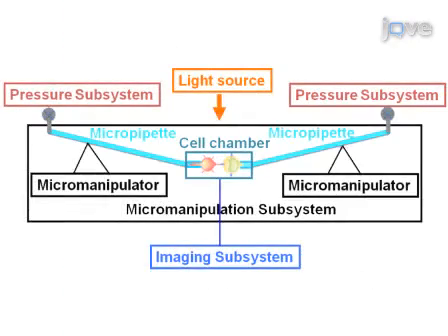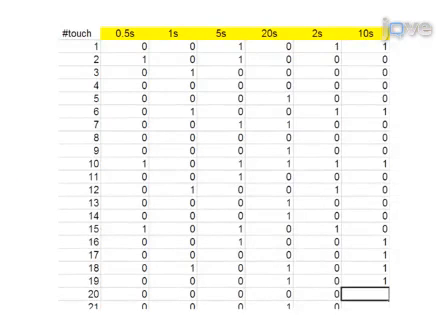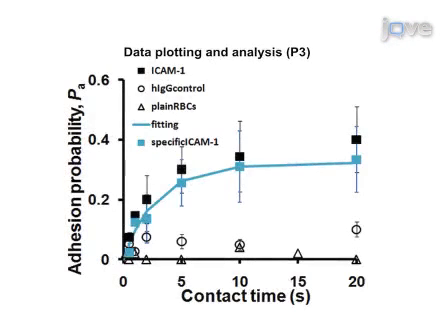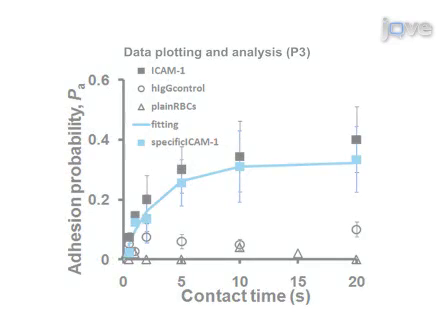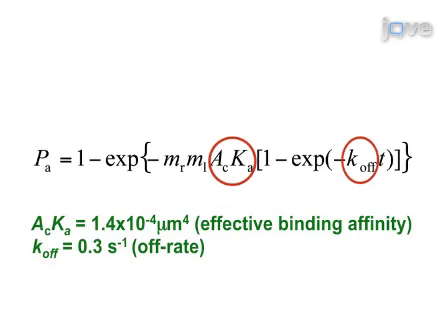As a second step, the micropipette chamber is assembled and adhesion tests are performed to record the adhesion events. Next, the adhesion probability versus cells contact time curve is plotted and fitted with the model in order to estimate the kinetics parameters. Results are obtained that show two-dimensional effective binding affinity and off rate estimated from the data.